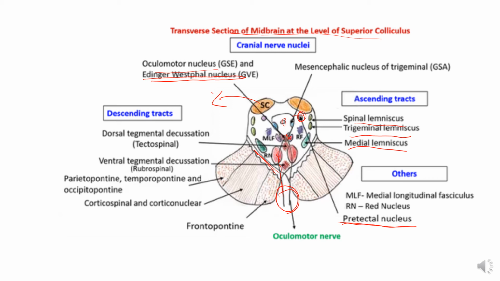Now the reticular formation is situated in the tegmentum lateral and posterior to the red nucleus. This is the reticular formation, and the crus cerebri contains the identical important descending tracts, the corticospinal, the corticonuclear, the corticopontine fibers that are present at the level of the inferior colliculus.